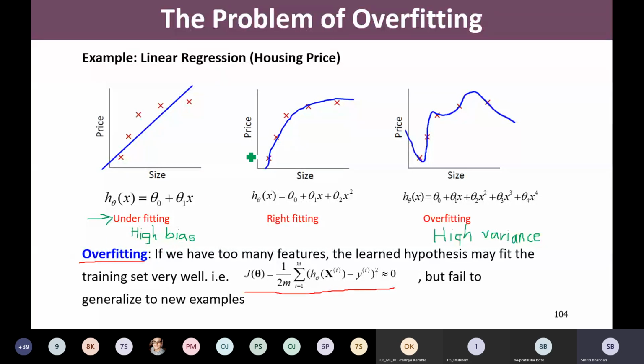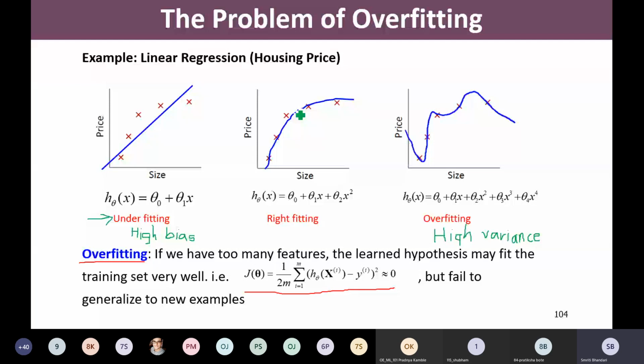So we go for another function. Another hypothesis we may look at is a quadratic function, theta 0 plus theta 1 x plus theta 2 x square. If we now look at this hypothesis with this training data set, we may find that this is the right fit. This is the right fit, meaning we have some error, no doubt, but the error is comparatively acceptable, marginal.